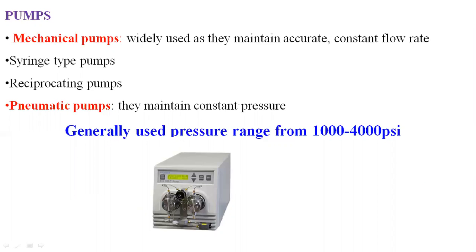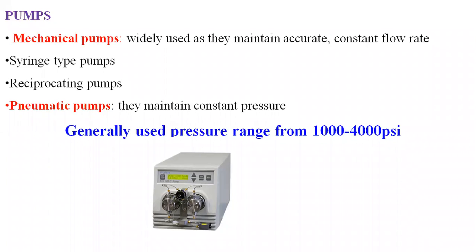Next, pumps. Now the mobile phase is passing through the pumps. We have different types of pumps: mechanical pumps and pneumatic pumps. The mechanical pumps are widely used as they maintain accurate and constant flow. In these we have different types, syringe type pumps and reciprocating pumps. Pneumatic pumps maintain constant pressure. Generally, the most commonly used pressure ranges up to 4000 PSI, pounds per square inch.